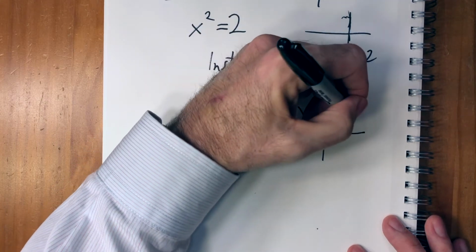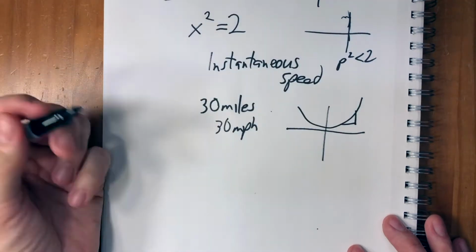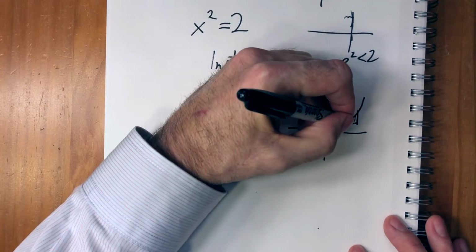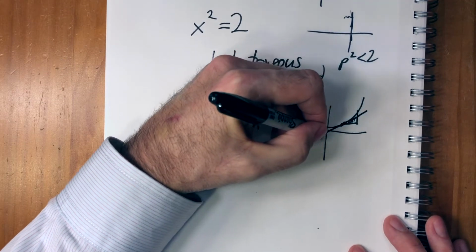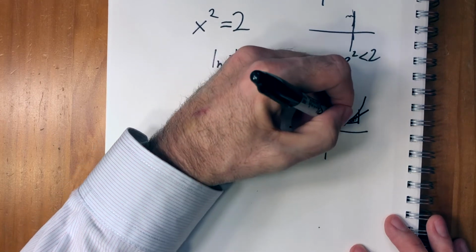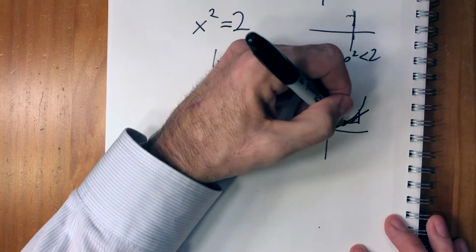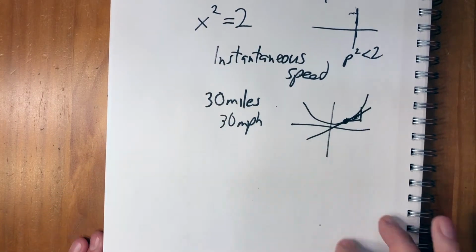If you have a graph, and then this is the rise over the run, and then as this gets closer and closer to this point, you'll get the slope of this line, which is the tangent of this graph, or the instantaneous speed if this is a position graph.